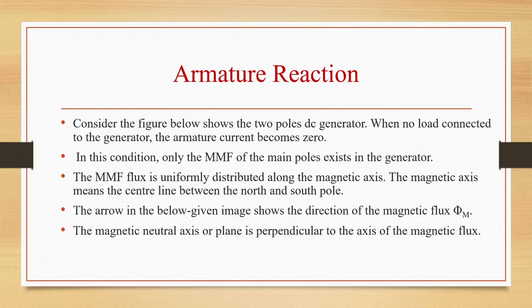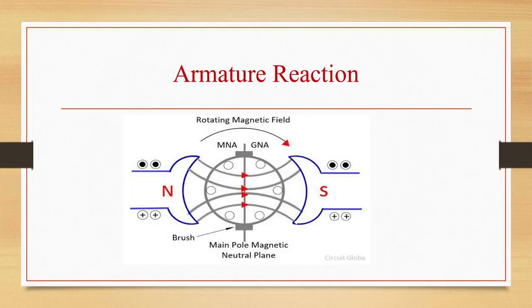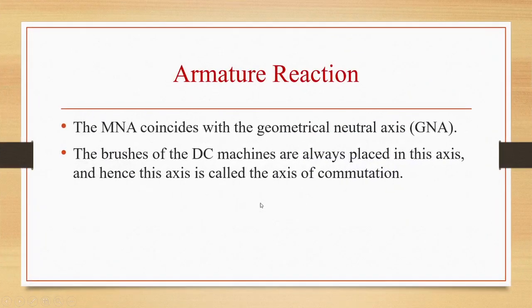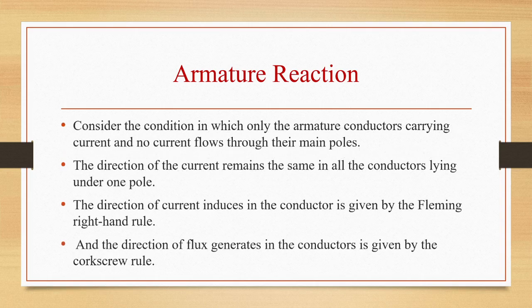Magnetic neutral axis or plane is perpendicular to the axis of magnetic flux. See here. This is the brush. This is the main pole magnetic neutral axis plane. This is the rotating magnetic field. These are the two poles, north and south poles, and this is the magnetic flux. MNA will coincide with the geometrical neutral axis. That is, the magnetic neutral axis will coincide with the geometric neutral axis. Brushes of the DC machines are always placed on this axis, and hence this axis is called the axis of commutation.